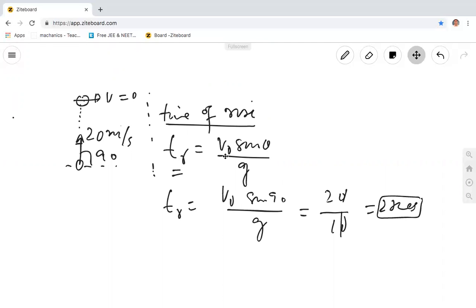It is time of rise. It is 20 by 10. It's 2 seconds, that is the answer. Yeah, I believe it's 2 seconds. So why should the book give the wrong answer? I've done lots of problems from this book, and sometimes I think it is wrong. Okay, now let's go to the next problem.